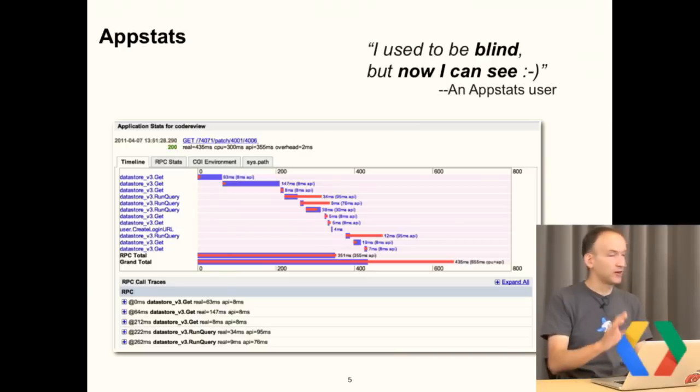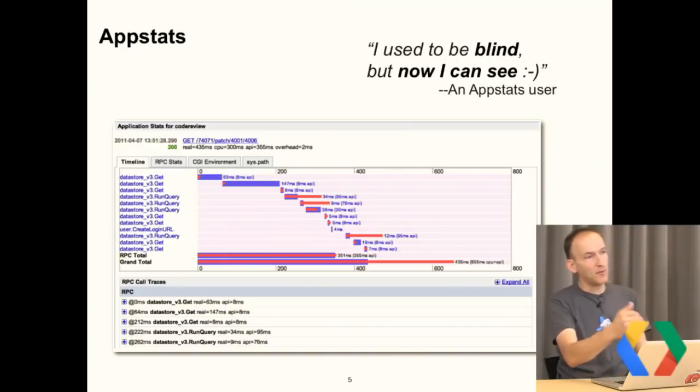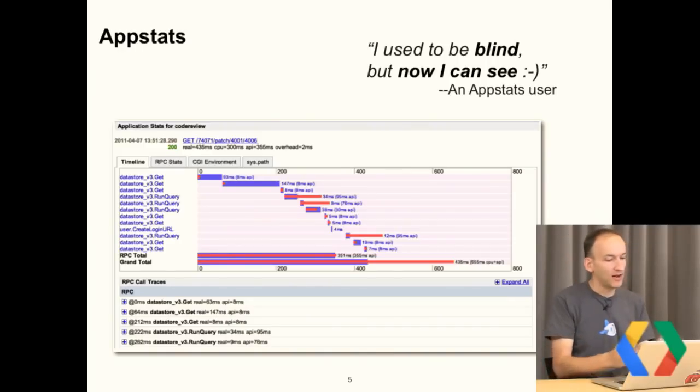I love the quote here. I used to be blind and now I can see. And what the person meant here is that they used to be blind to what was going on in their application. They could certainly read through their code and see how many datastore calls they thought they were making. But when you turn on Appstats, you actually get a visual overview, and you can see that in this case, there's this staircase effect where one RPC happens after the other, and that actually slows down the request quite a bit.